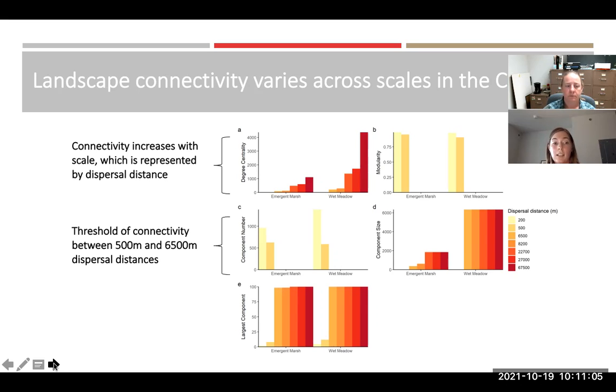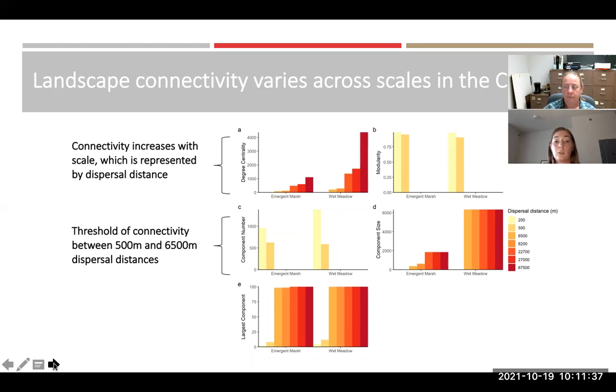The second takeaway I want to highlight with this figure is what sort of emerged as this threshold of connectivity between the 500 meter and 6,500 meter dispersal distances that we used. And this is present in several of the subparts of this figure, but I'll highlight it in part C. Part C is showing the number of components in these networks. And a component, I think I basically defined earlier, is a group of nodes or a group of habitat patches that are interconnected, but isolated from the rest of the network.